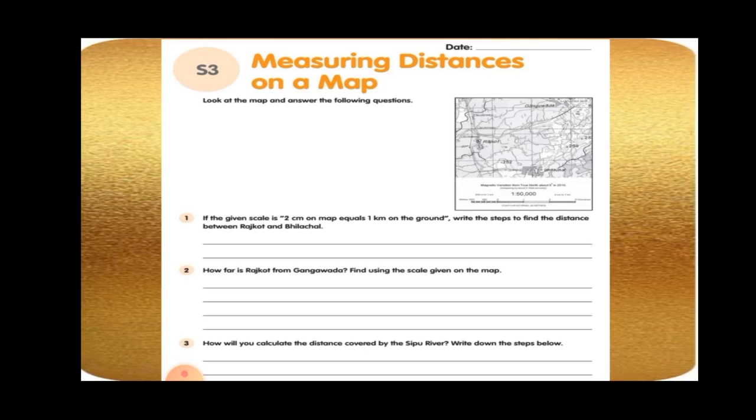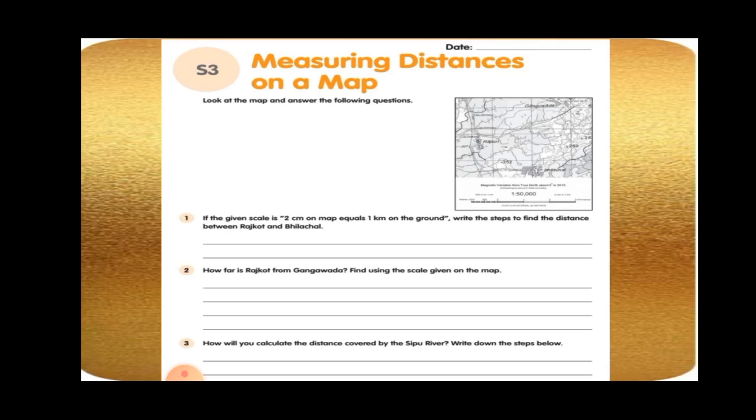I am describing to you. If 1 centimeter is equal to half kilometer, as the scale is given there, then 3 centimeter is equal to, so what you have to do? Use the unitary method. 1 centimeter is equal to half kilometer. Then 3 centimeter is equal to 3 into half plus 2 centimeter. So, what will come? 1.5 plus 2. It means 1.7 kilometer. Understood?